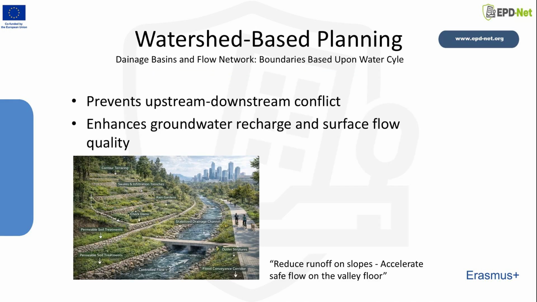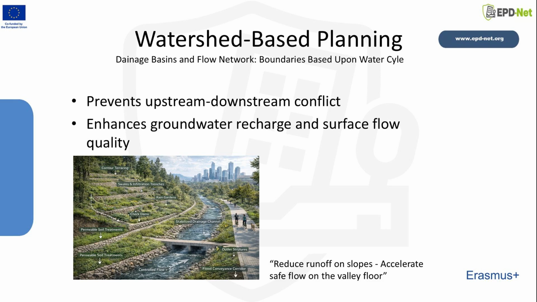This slide demonstrates how terrain-sensitive design can be translated into a practical strategy within an urban watershed. The guiding principle is clearly stated: reduce runoff on slopes and accelerate safe flow on the valley floor. This means that upland areas should not send uncontrolled water rapidly downslope, because that increases erosion and flood pressure downstream.